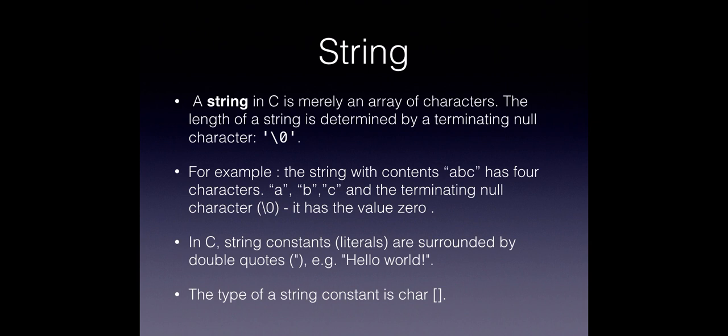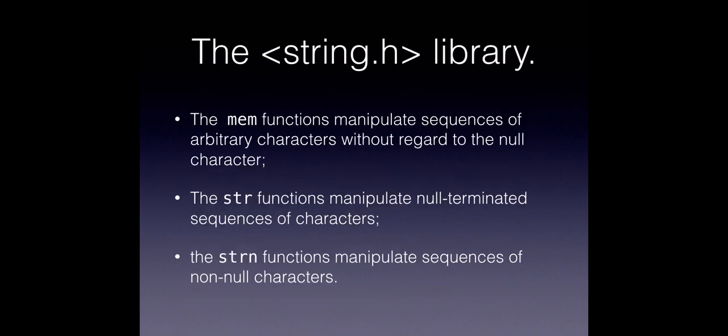As we know, string constants or literals are surrounded by double quotes, and the type of a string constant is character array. So let's see about the string library. The string library has three components: memory functions, str functions, and strn functions. Memory functions are nothing but memcpy or memcmp.